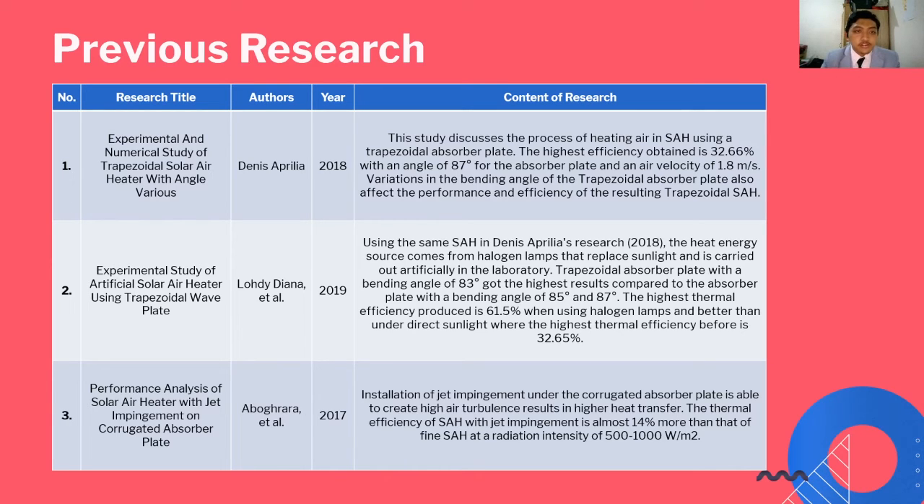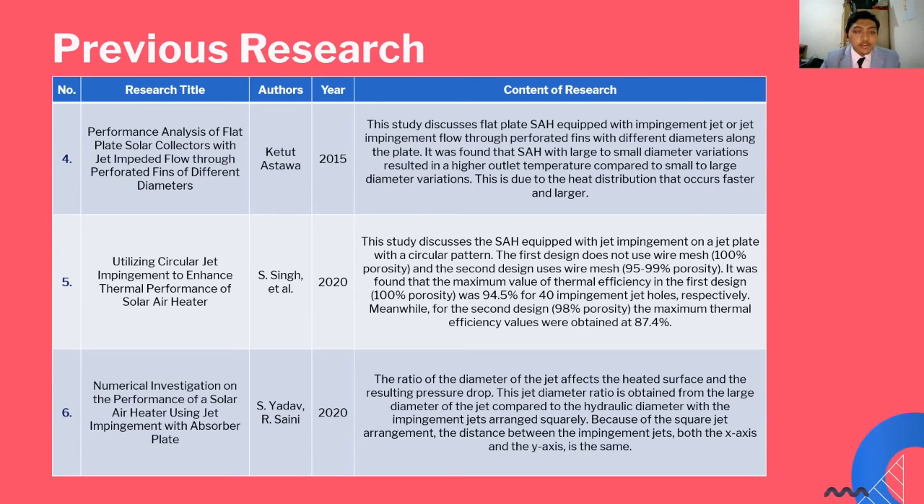The first and second research are about the trapezoidal solar air heater. The difference is that the first uses the radiation intensity of the sun, and the second uses halogen lamps. The third and fourth research are about jet impingement in solar air heaters, and the fifth and sixth research are about jet impingement performance in CFD.